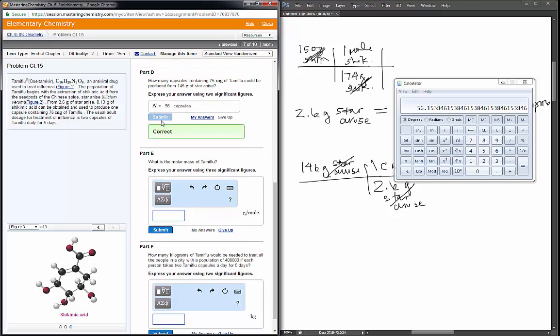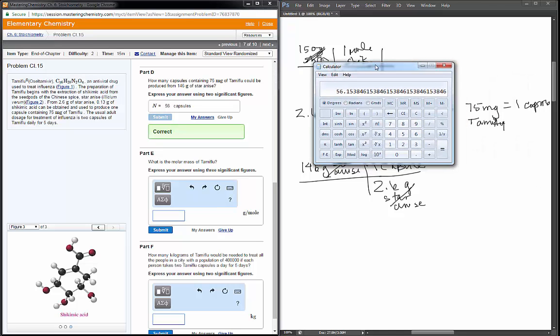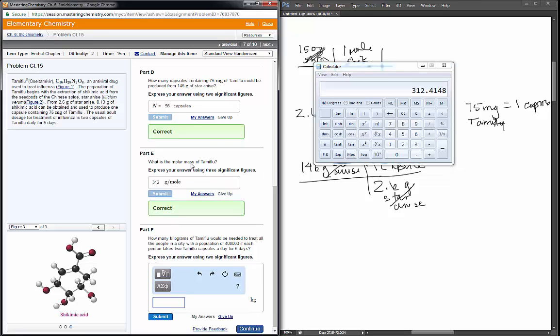What is the molar mass of Tamiflu? Now we're referring to this formula up here, C16H28N2O4. We're just going to plug it in. 16 carbon atoms times 12.011 grams per mole for each carbon atom, plus 28 hydrogen atoms multiplied by 1.0079 grams per mole for each hydrogen atom, plus 2 nitrogen atoms at 14.01 grams per mole for each nitrogen atom, plus 4 oxygen atoms at 15.9994 grams per mole for each oxygen atom, and I get a total of 312 grams per mole for Tamiflu.